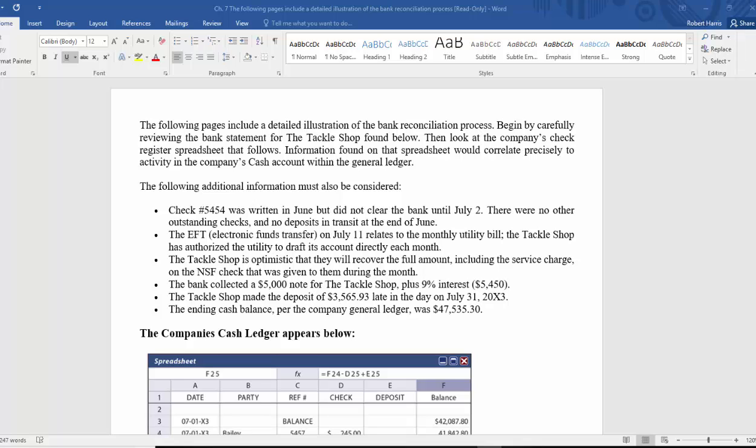So it's very crucial if you own your own business or plan to own one, or if you're even working for somebody else, to understand how to perform one of these. So let's take a look here.